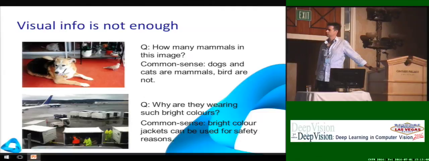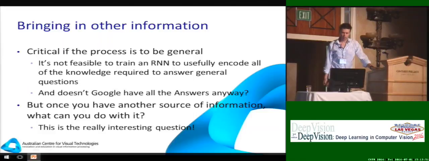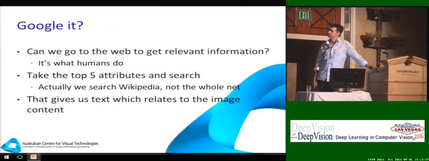Dogs and cats are mammals, birds are not, is the kind of information that we need to be able to answer that question. The way that we're bringing in other information is to try to bring it out of a knowledge base. There's two ways that we're doing it. The first is to pretty much Google it, right? It's actually, we're just Googling it in Wikipedia.